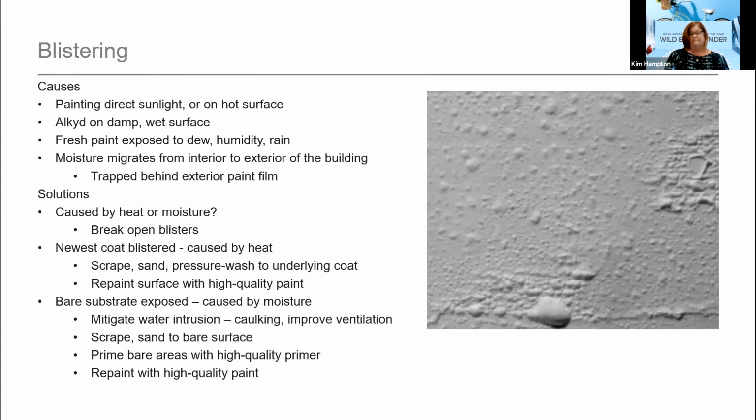Solutions for blistering caused by heat or moisture are to break open the blisters. The newest coat being blistered by heat, then scrape, sand, pressure wash the underlying coats, repaint with a high quality paint. If the bare substrate is exposed due to moisture, then mitigate water intrusion, caulking and improve ventilation, scrape and sand to the bare surface, prime bare areas with a high quality primer, and top with 2 coats of a high quality paint.